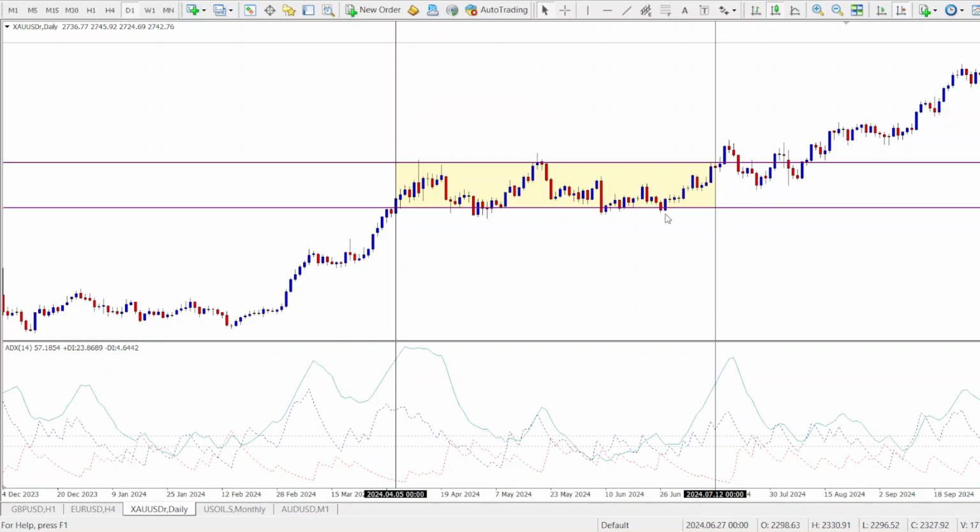Now, when you are using the ADX and combining it with price action, one of the things you can be looking out for is breakouts. It's just one of the things you can be looking out for. Remember that the ADX shows us the strength of a trend, right?